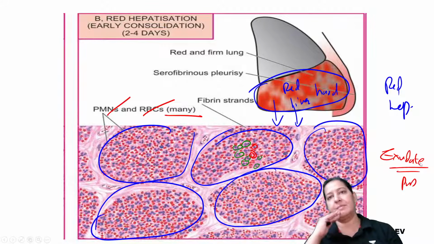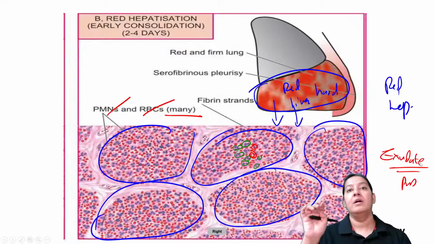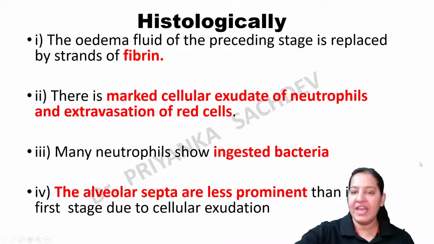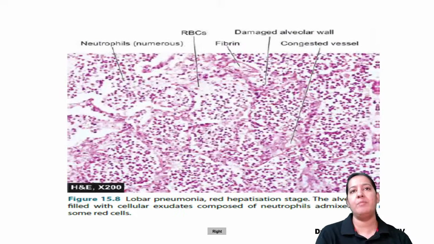Give me a thumbs up. So that is stage 2. In stage 2, we have exudate. Exudate means abundant neutrophils and abundant RBCs. Give me a thumbs up.